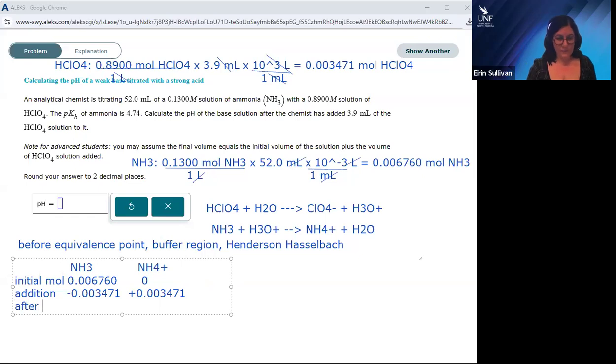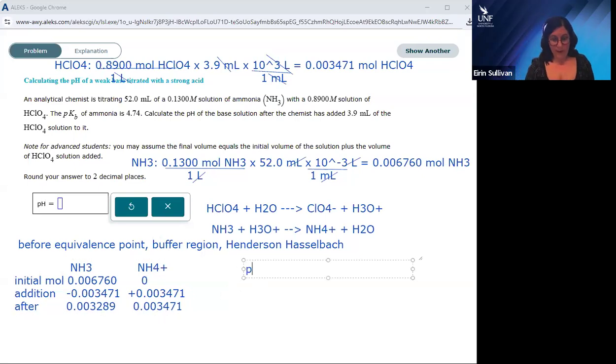So after that addition, I should have 0.003289 moles of ammonia and 0.003471 moles of ammonium. So this is what I'm going to be able to put in my Henderson-Hasselbalch equation, which, if you remember rightly, pH equals pKa plus the log of the concentration of base over concentration of acid, or it can be moles of base over moles of acid because it's a ratio, right? So in this case, I'm just going to do moles of base over moles of acid. So moles of ammonia over moles of ammonium.